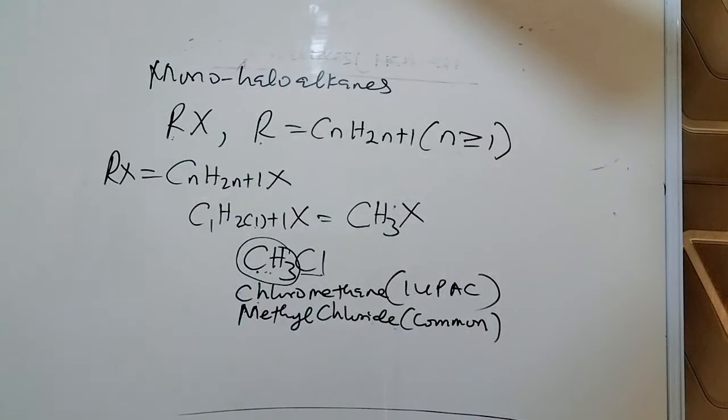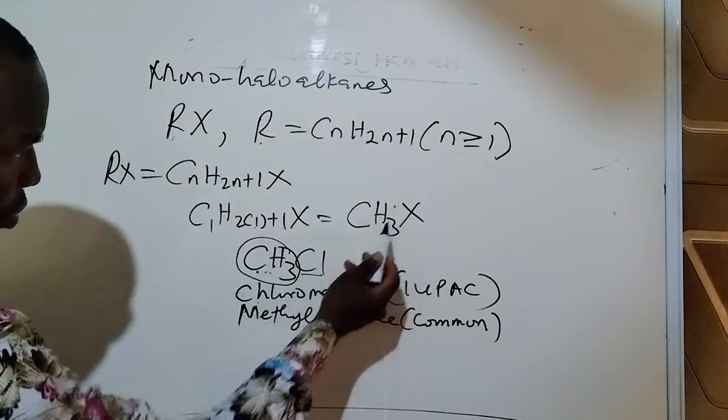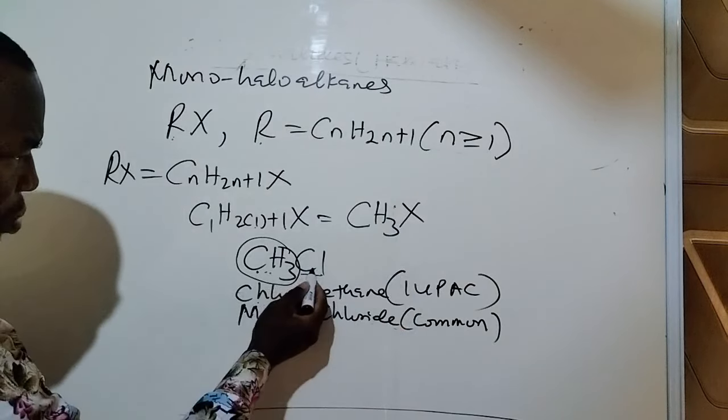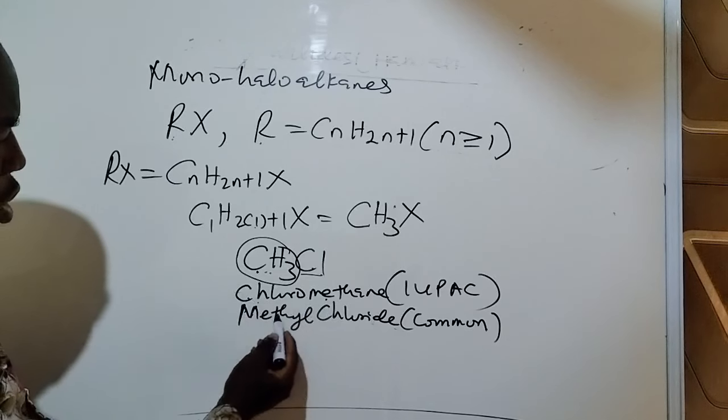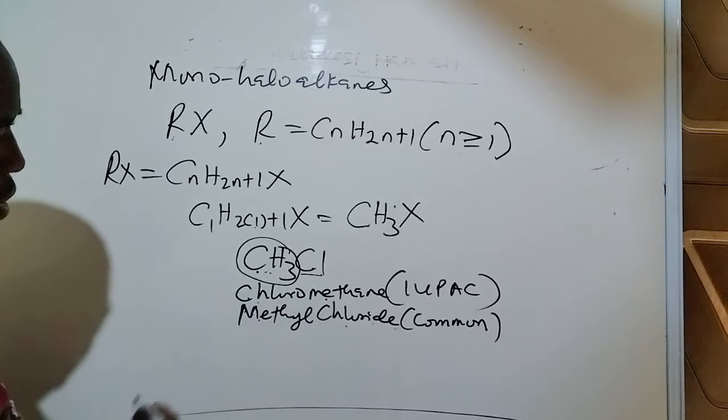As a student in a higher institution, you should know how to name a compound, both the common name and the IUPAC nomenclature. It is of utmost importance. So having done that, if this were to be bromine, it would now be bromomethane or methyl bromide.